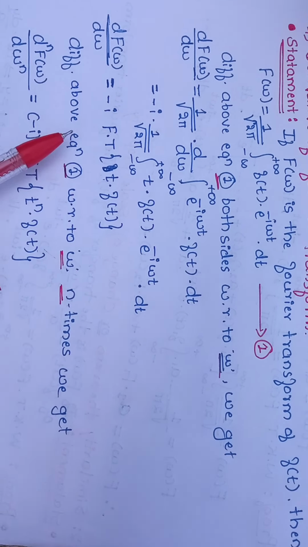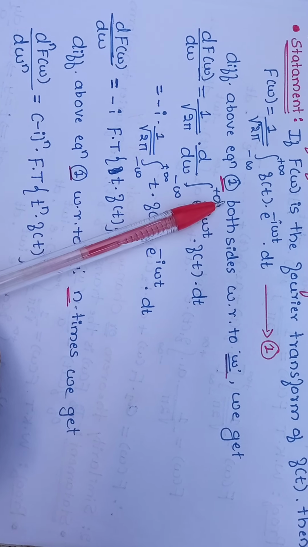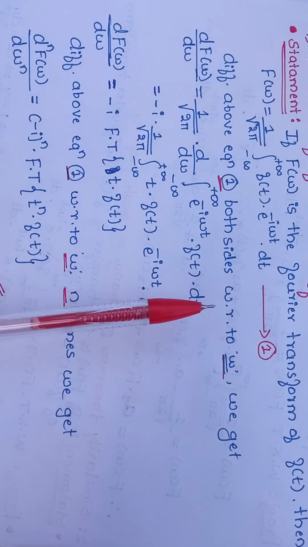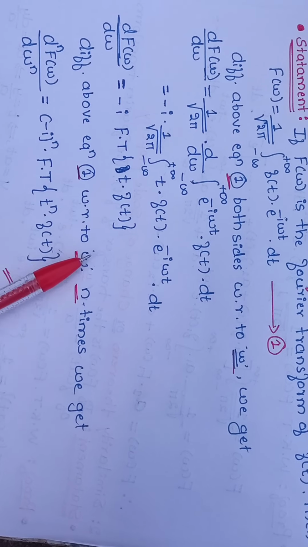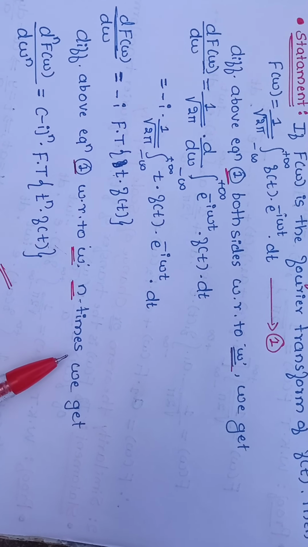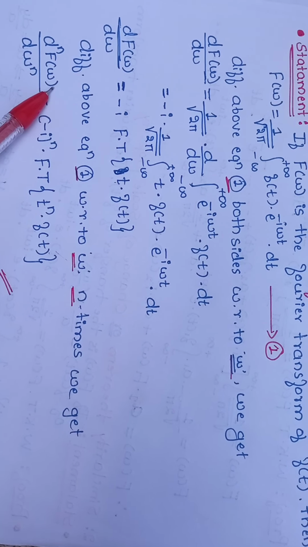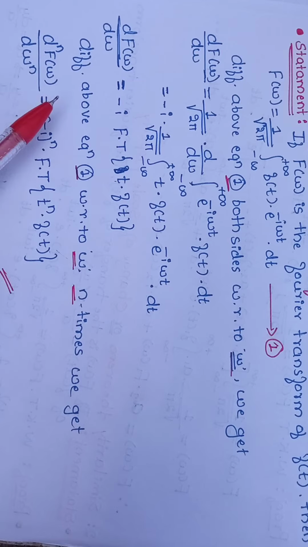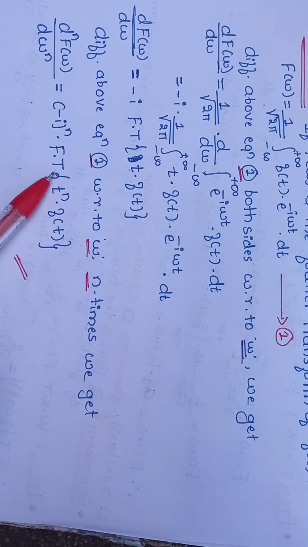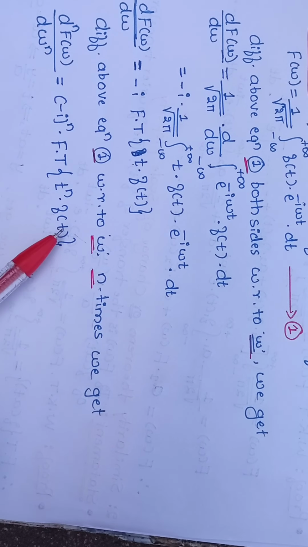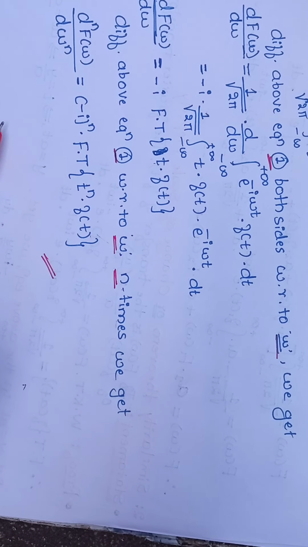Again you differentiate the above equation 1 with respect to omega on both sides n times. We get d raised to n of F of omega divided by d omega raised to n is equal to minus i raised to n into the Fourier transform of t raised to n into f of t. Okay, this is the general equation for the derivative of the Fourier transform.